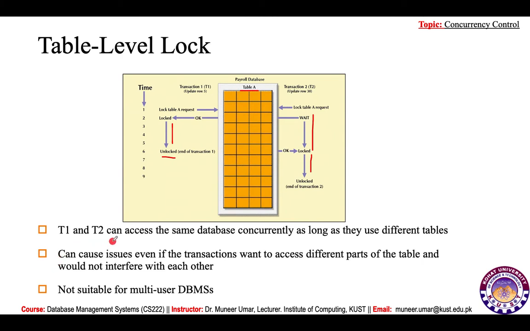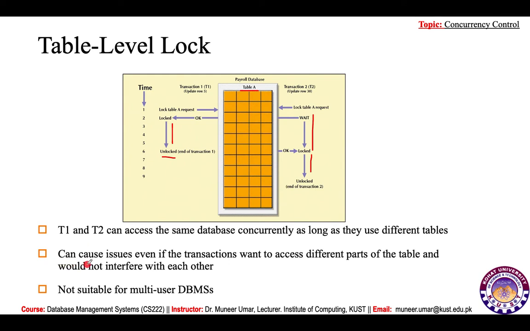T1 and T2 can access the same database concurrently as long as they use different tables. If there are different tables, they can use them, but if they want to access the same table, for that purpose the locking mechanism must be followed.